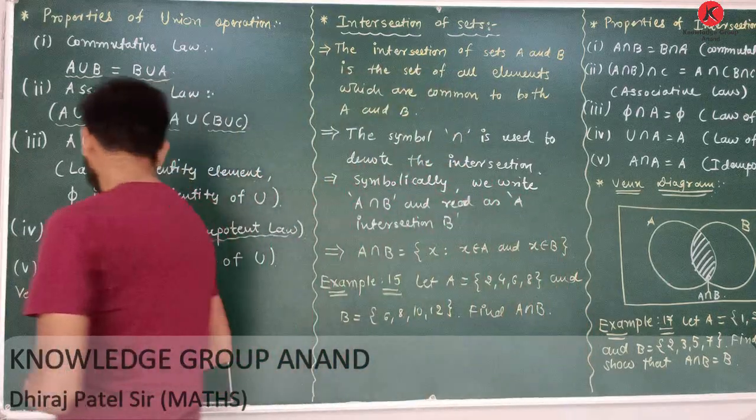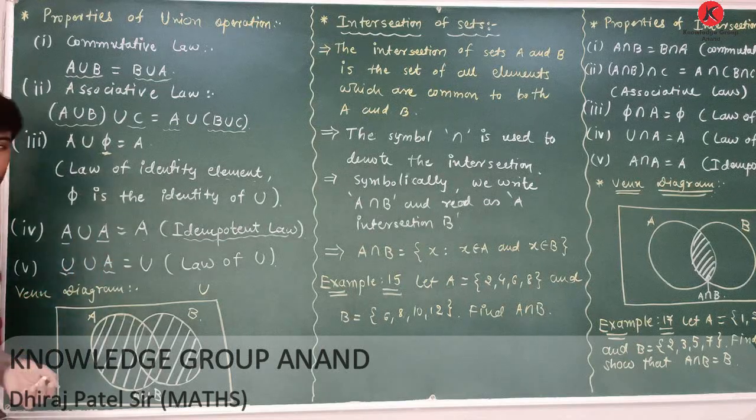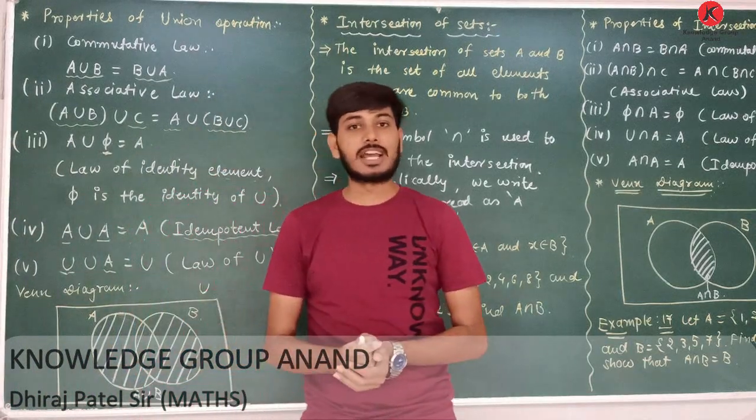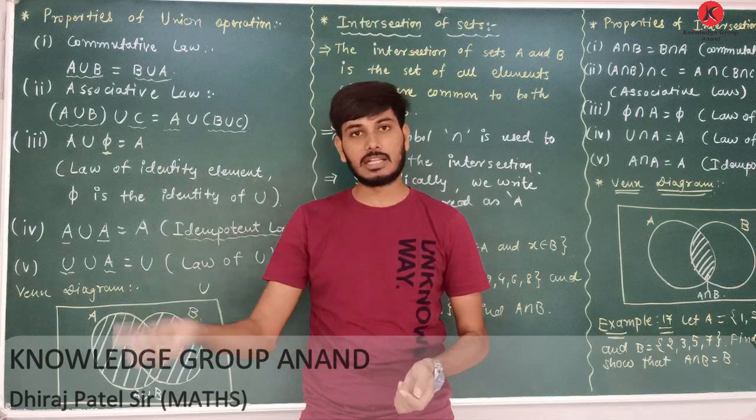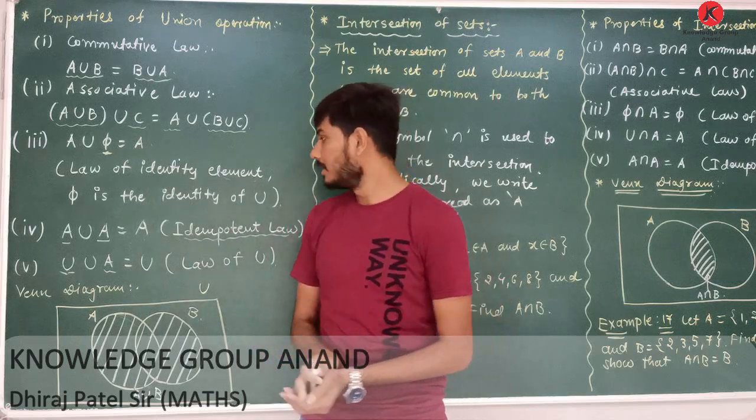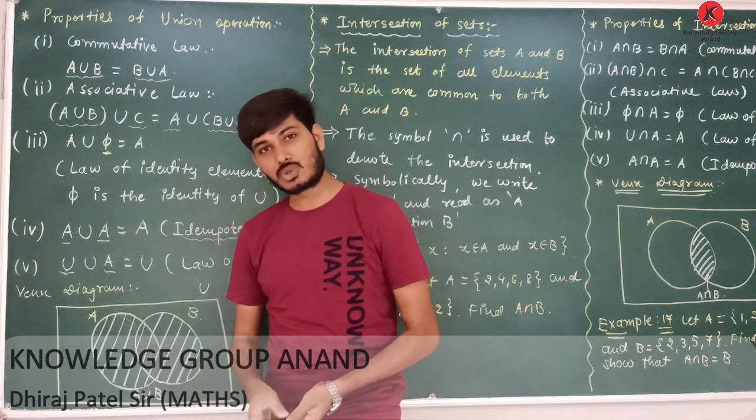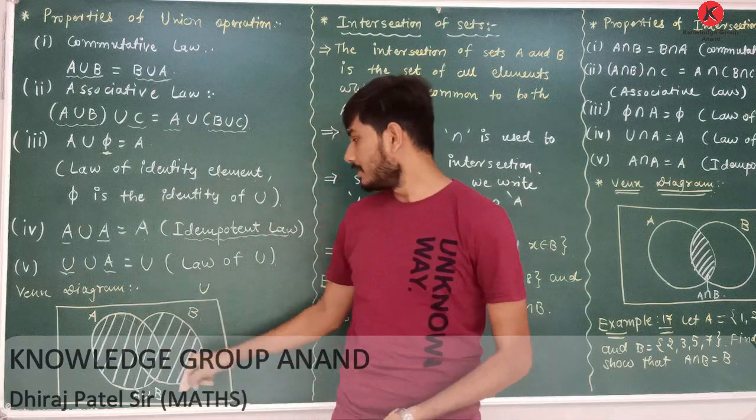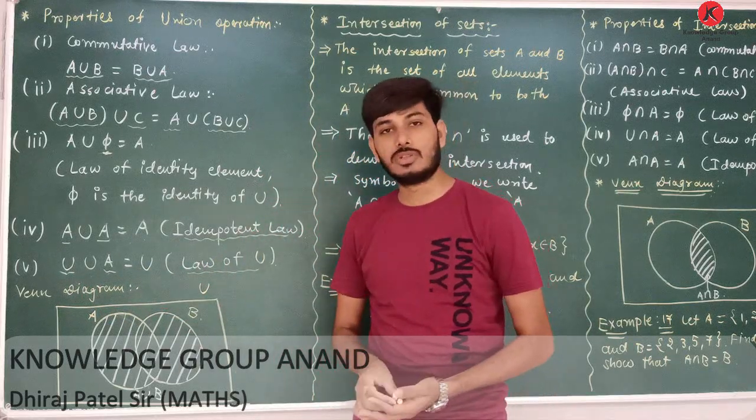Okay, next one, U is our universal set. Universal set union set A. So we know that all the elements of set A are in universal set. Therefore, U union A equals U only. This law is known as law of universal set, law of U.